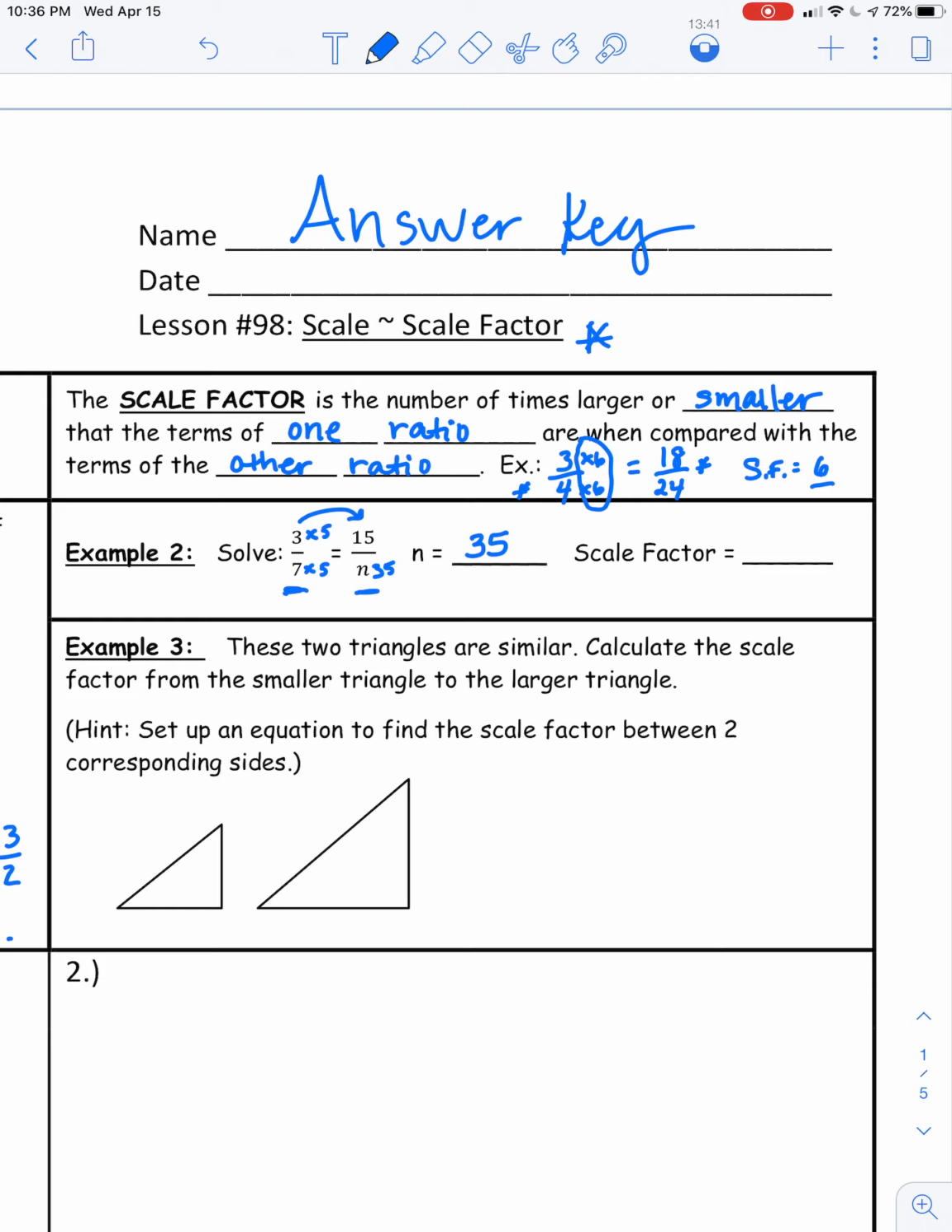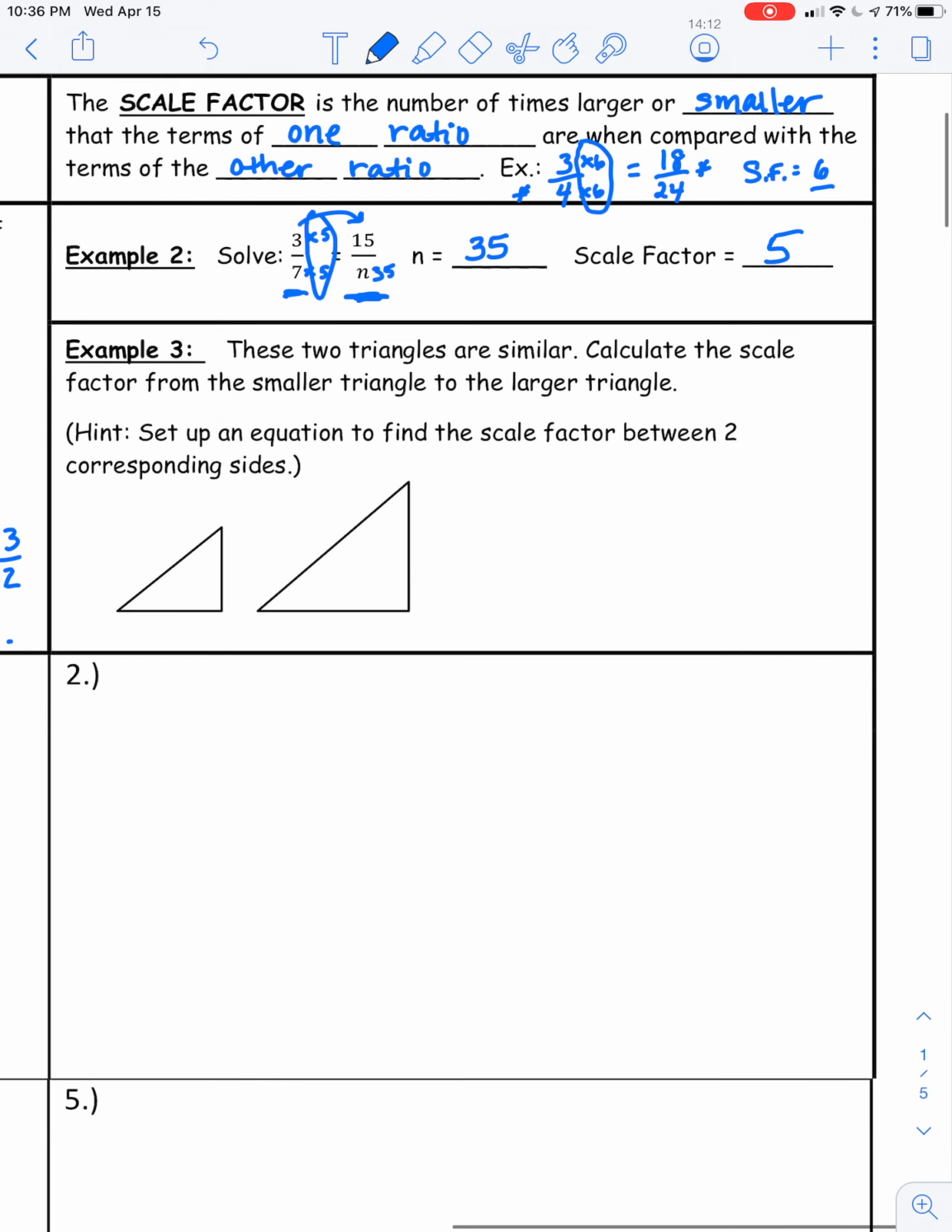Okay, so n is equal to 35 because 3 over 7 is actually 5 times smaller than this ratio over to the right, which means that this ratio is going to be 5 times bigger than 3 to 7. Okay, you saw how I did that. So what is the scale factor? The scale factor is actually how much larger the second ratio is than the first, which we identified as 5 times. So the scale factor is 5.